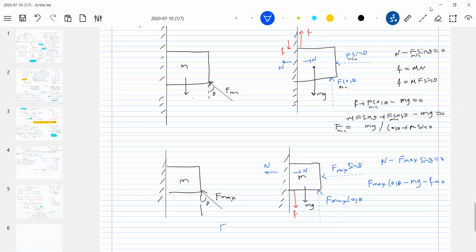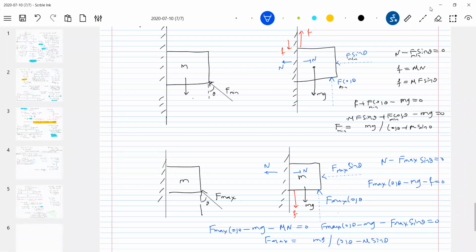And I'll solve it here. So F max cos theta minus mg, what is f? f is equal to mu N. What is N equal to? F max sine theta. So the value of F max equal to mg by cos theta minus mu sine theta.